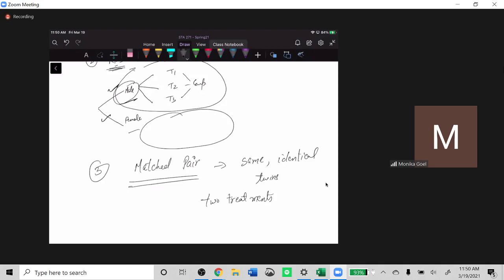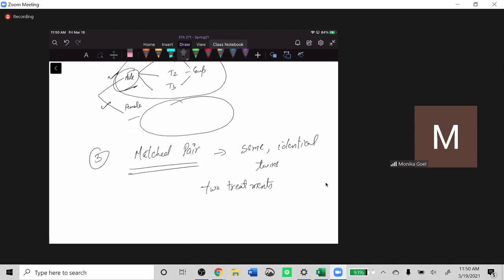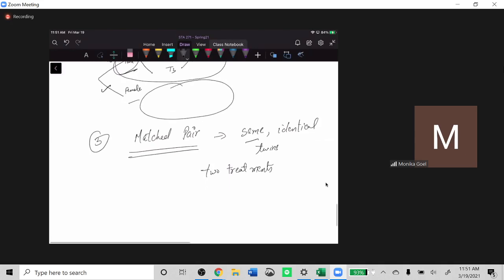What is matched pair? Choose a pair of subjects that are matched as closely as possible. When we are talking about two subjects as closely as possible, sometimes we say that they are the same, they are identical, they are twins, but in reality, it is very hard to find an exactly matching pair, but we will try to look for as close as possible. And matched pair works with only two treatments. That is the keyword for that.